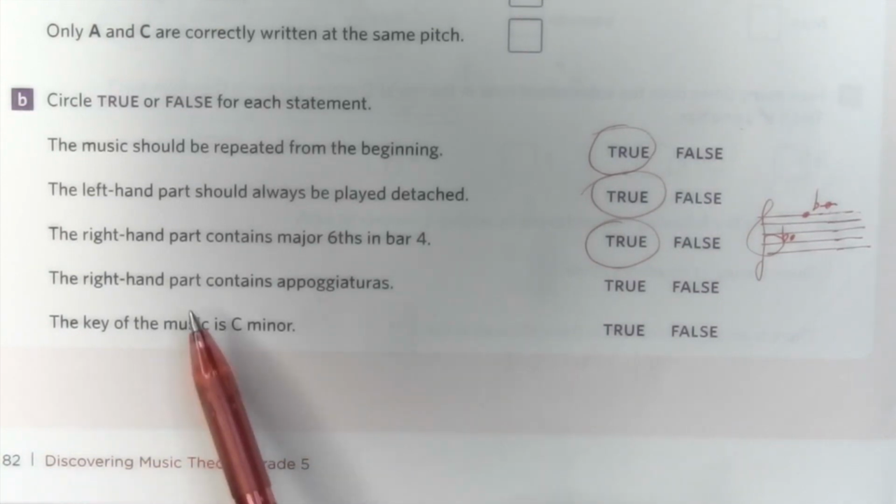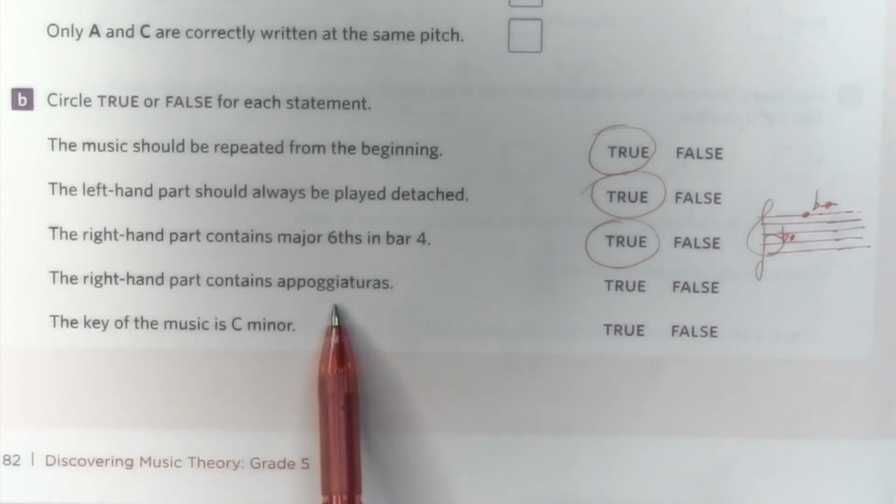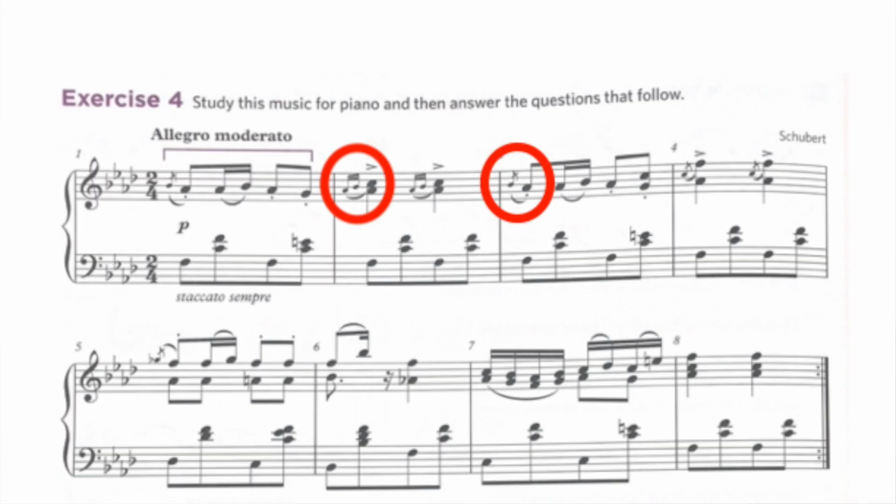Fourth question. The right hand part contains appoggiature. No, acciaccature. So, false. They are acciaccature. It's the small note with a line through, and the 2 notes together, they are acciaccature as well.